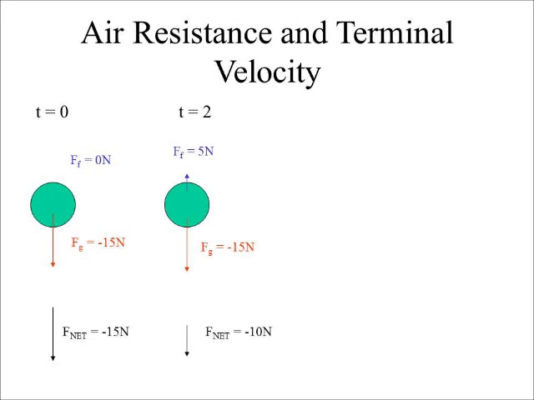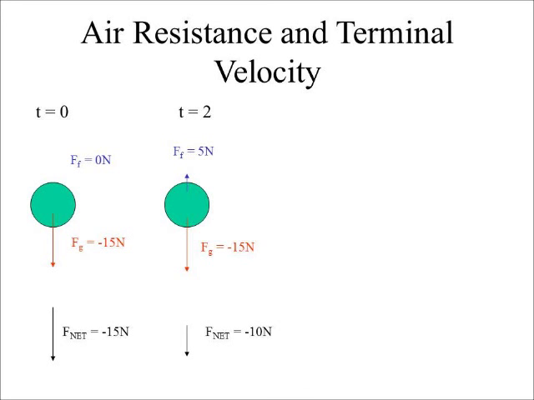Now, if I look at the ball 2 seconds later, it's had a chance to speed up a little bit because of acceleration due to gravity. So there is a little air resistance against it. Let's say that air resistance is 5 newtons. You've got gravity pulling down with 15, air resistance pushing up with 5. And the net force is now negative 10 instead of negative 15. In other words, the air resistance is canceling a little bit of our gravitational force.